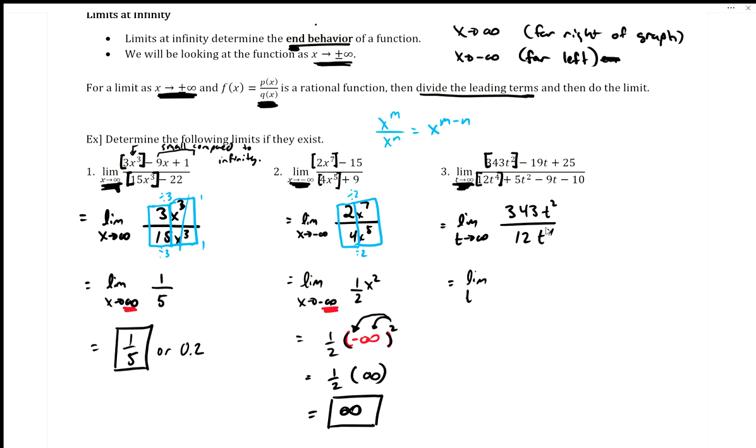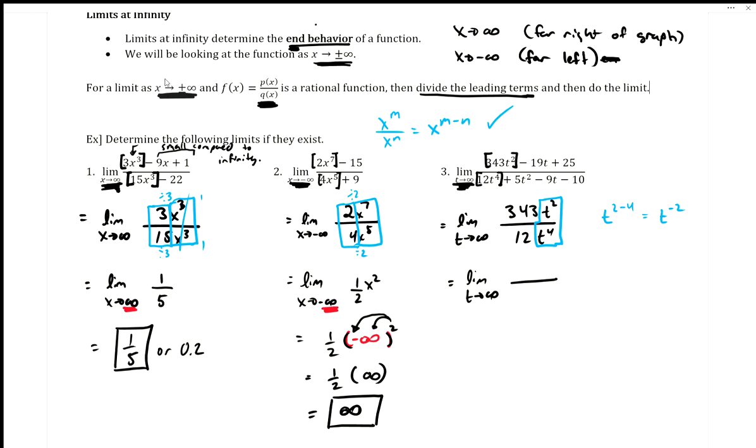Okay, so let me set up limit as t goes to infinity. And they could use x, they could use t, so the letters don't matter, as long as it's the same in the rest of the fraction. All right, and so the 343 divided by 12 actually does not reduce. That's as good as that gets. However, these reduce. Still, we can use the rule from up here, where we would say, oh, those would subtract. 2 minus 4 is negative 2.